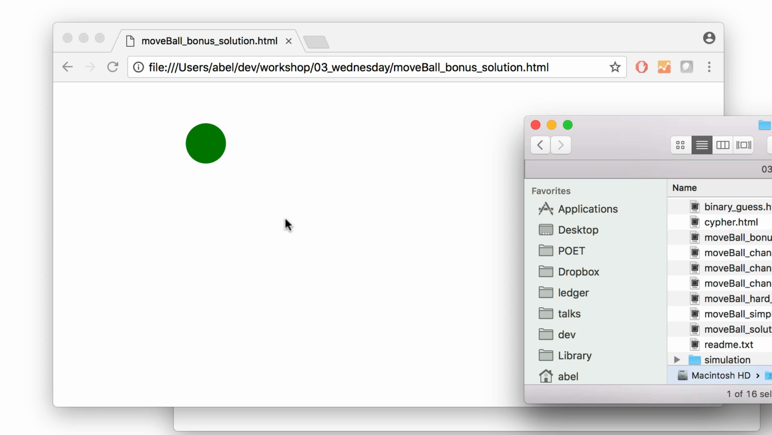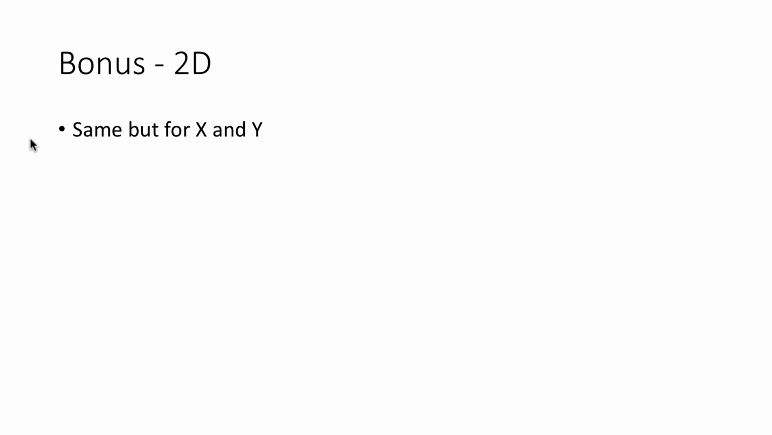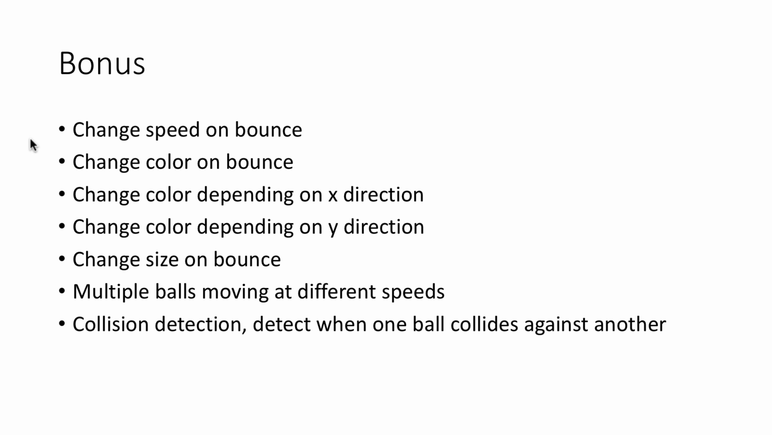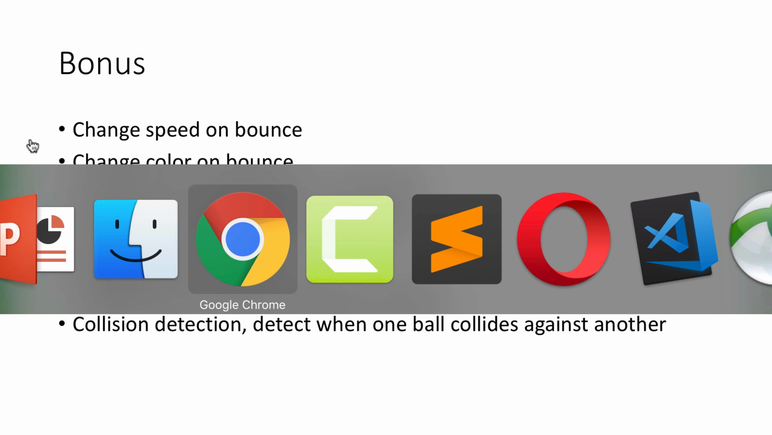I'll leave the code for you to investigate, and this time I have a bunch more bonus questions. And you can really get into this problem, and it can really teach you a lot. So you can see here the type of considerations that I have, which is change speed on bounce, change color on bounce, change color depending on the direction of the X that you're moving in, change color depending on the vertical dimension that you're in, change size on the bounce. There's a number of things that you can do, and let me go ahead and show you a few of these here just for fun.